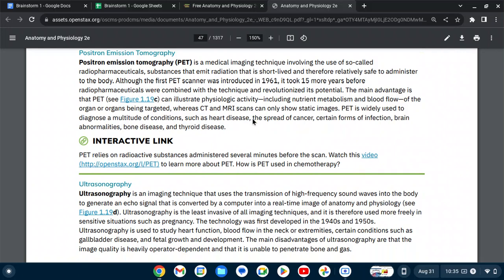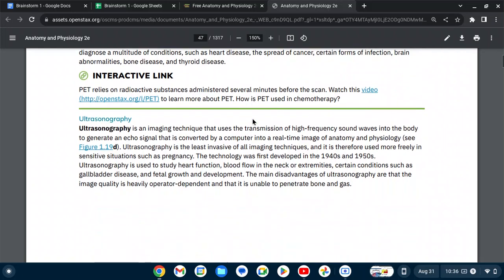The main advantage is that PET can illustrate physiologic activity, including nutrient metabolism and blood flow, of the organ or organs being targeted, whereas CT and MRI scans can only show static images. PET is widely used to diagnose a multitude of conditions such as heart disease, the spread of cancer, certain forms of infection, brain abnormalities, bone disease, and thyroid disease.